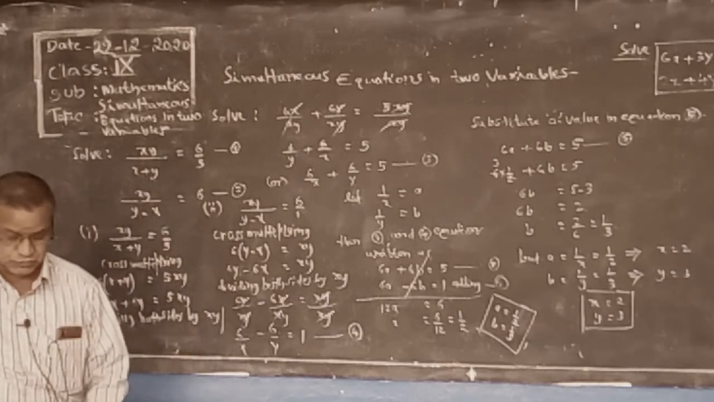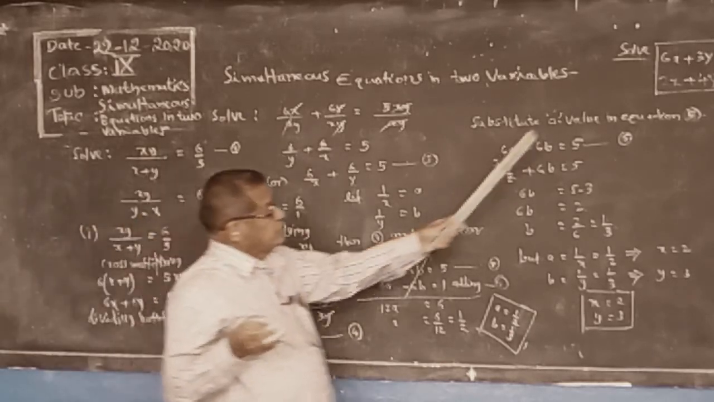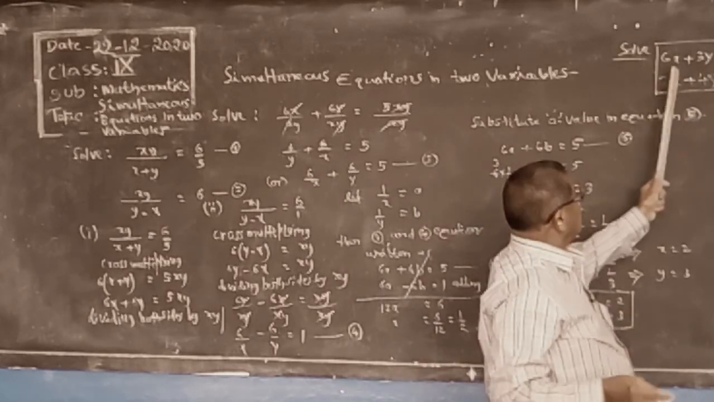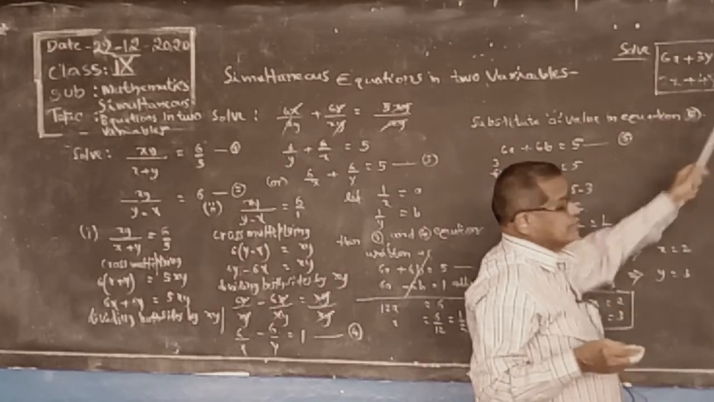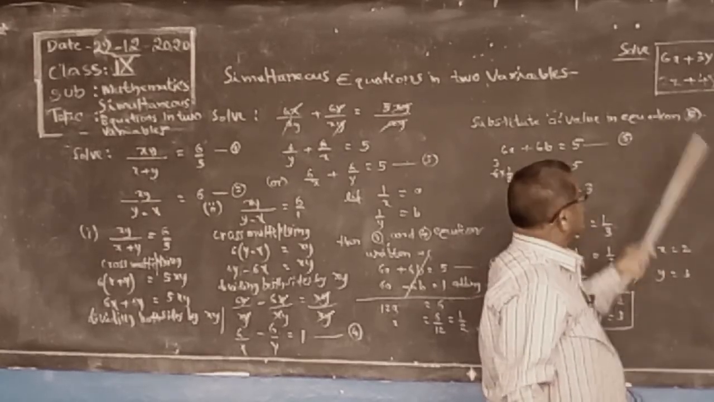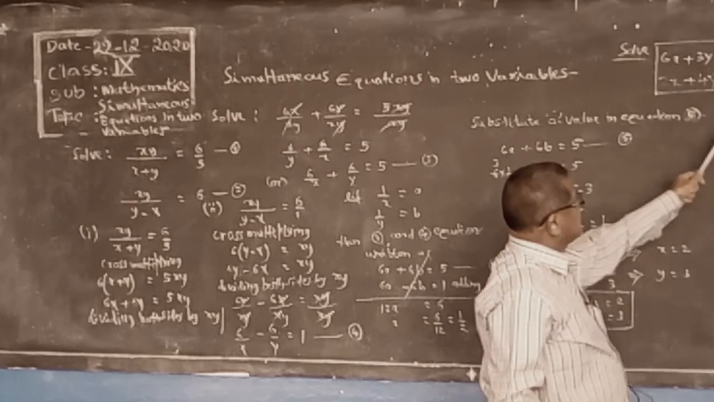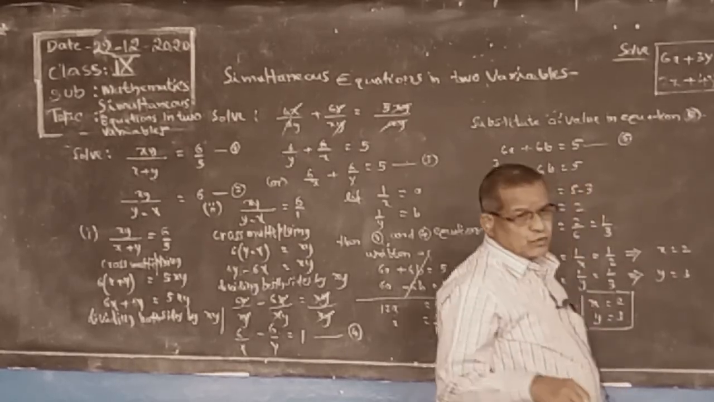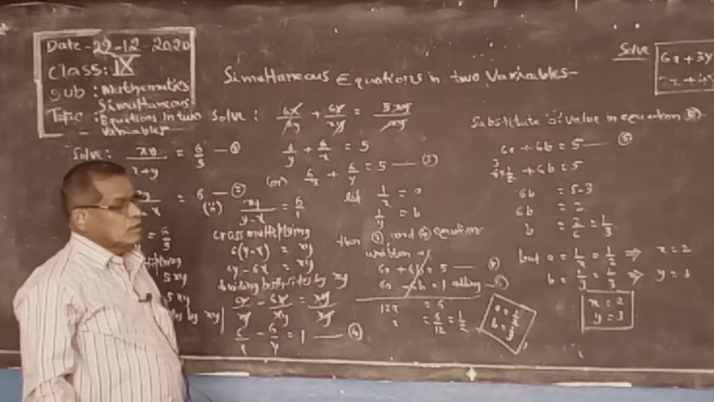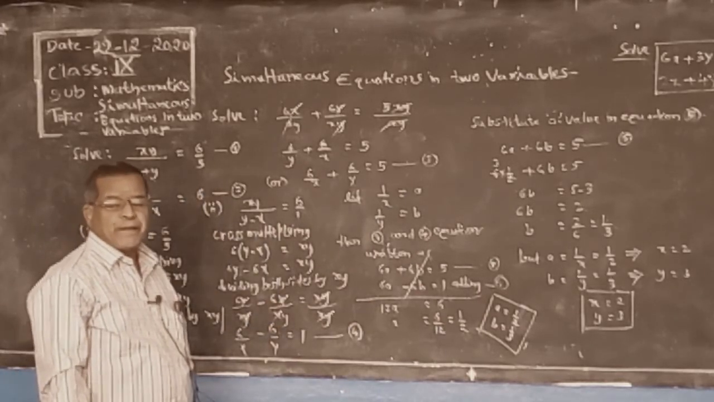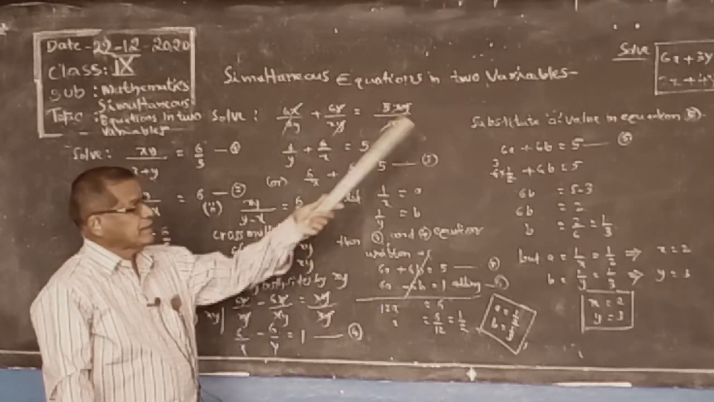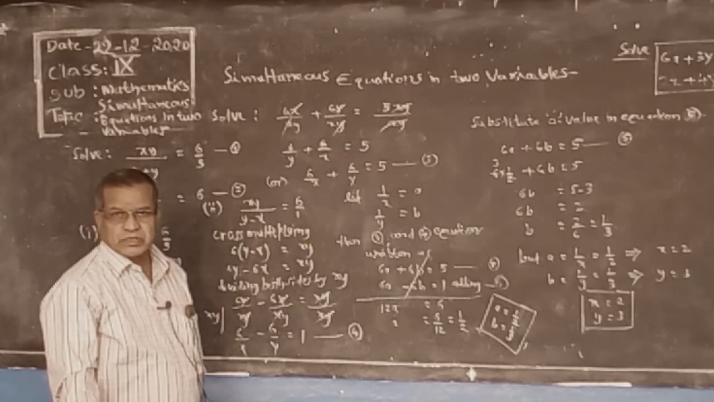Very simple. First of all, you divide both sides by xy. Second equation also, divide both sides by xy. Then you will get the same type. Afterwards, you take 1 by x as a and 1 by y as b. Then solve. Try to get the answer. Solve it.